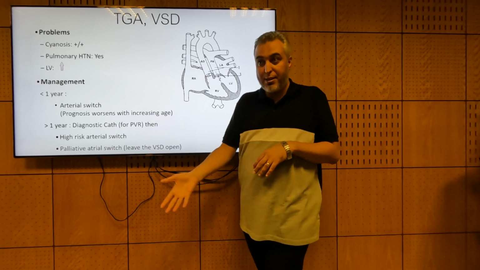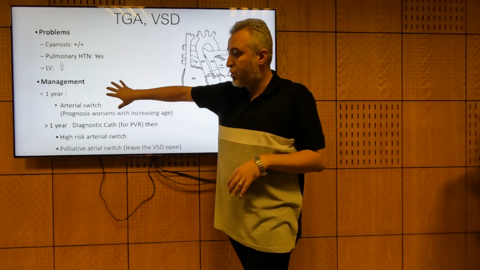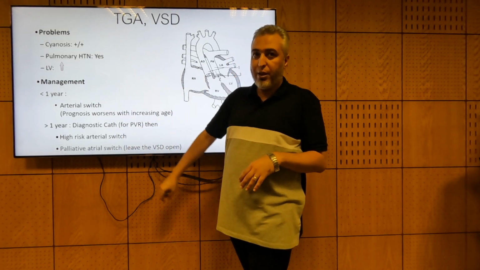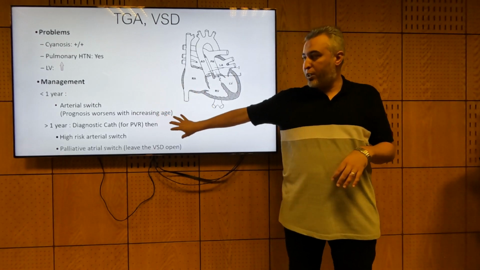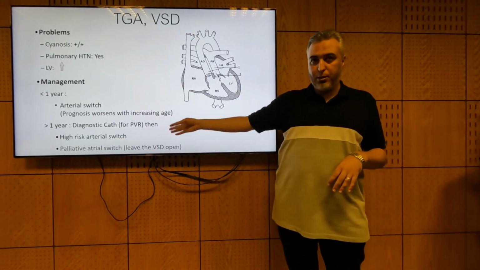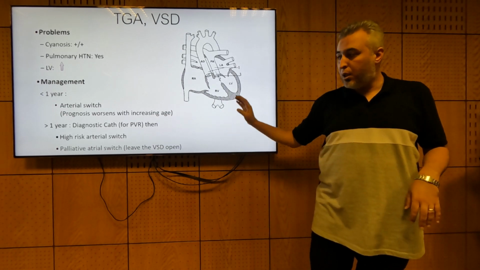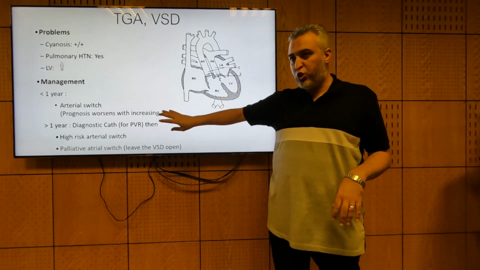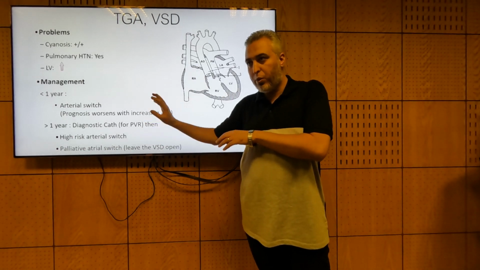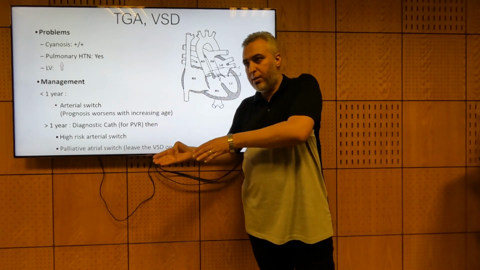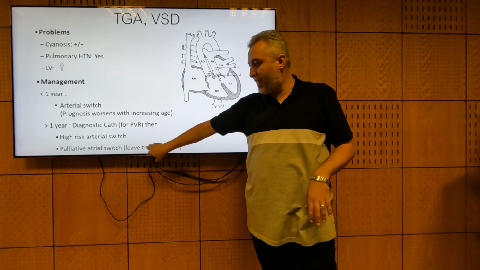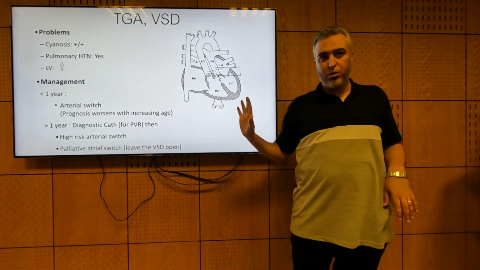If a patient presents with TGA and large VSD, you just go on and do the arterial switch operation with the VSD closure, provided that the patient has no pulmonary vascular disease. If he has pulmonary vascular disease, we have to check if that is reversible or irreversible. If it is still reversible, we do the arterial switch, and that's a higher risk. If it is irreversible, which is established Eisenmenger syndrome, we then correct the TGA and leave the VSD, so we do a palliative atrial switch operation.